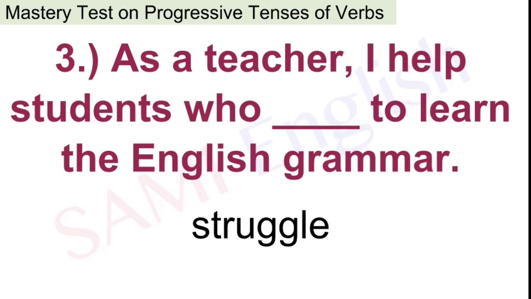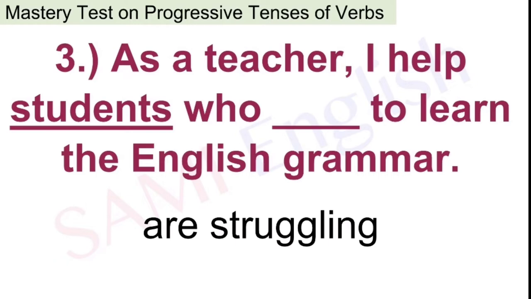Now that we know that it is in present progressive tense of the verb, we should identify if we should use the am, is, or are. Struggling, okay? In this sentence, I is the subject. Help is the verb. I help students. Now, itong noun na students ay minomodify or inilalarawan ng isa pang clause. Itong clause na ito ay yung who blank to learn the English grammar. So, students ay plural, right? So, we should use are. Are struggling. Number three, as a teacher, I help students who are struggling to learn the English grammar.